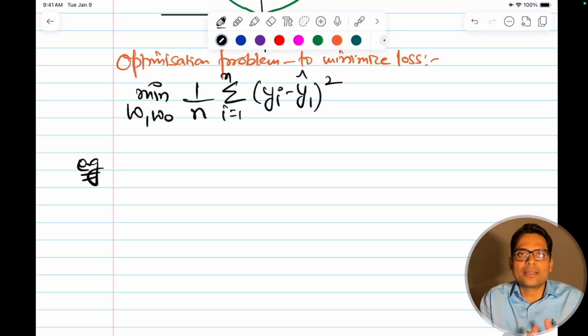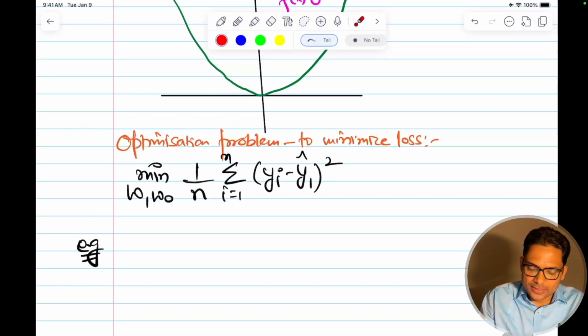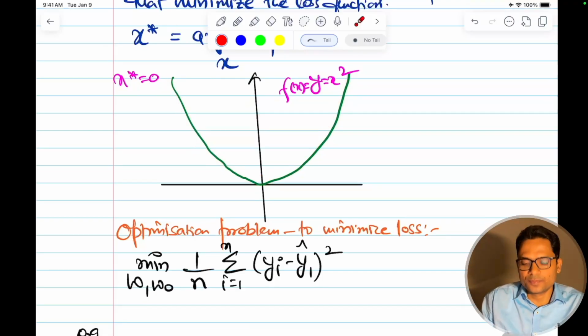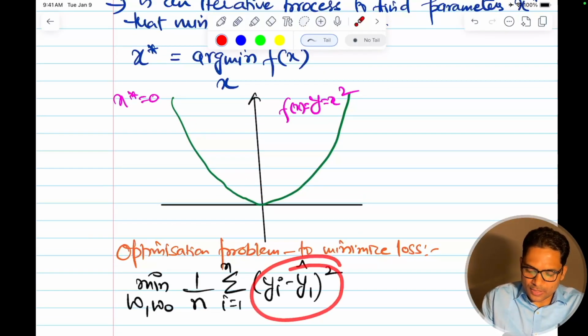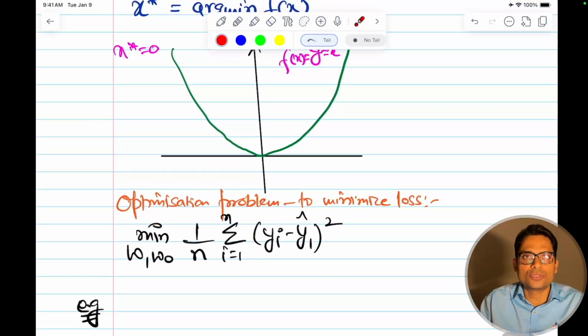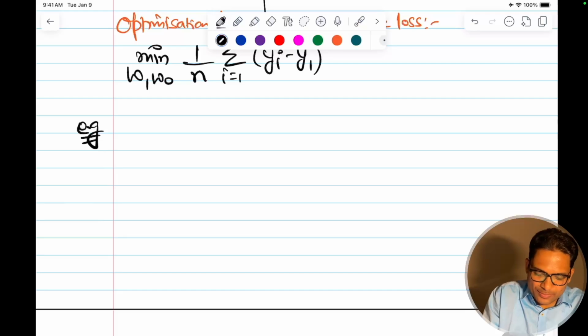We have formulated this as an optimization problem. We want to find the best parameters which minimize my function. This is my loss function, and now I want to minimize this, and this is your optimization problem to find the best solution. So for example, I'll give you a simple example now.